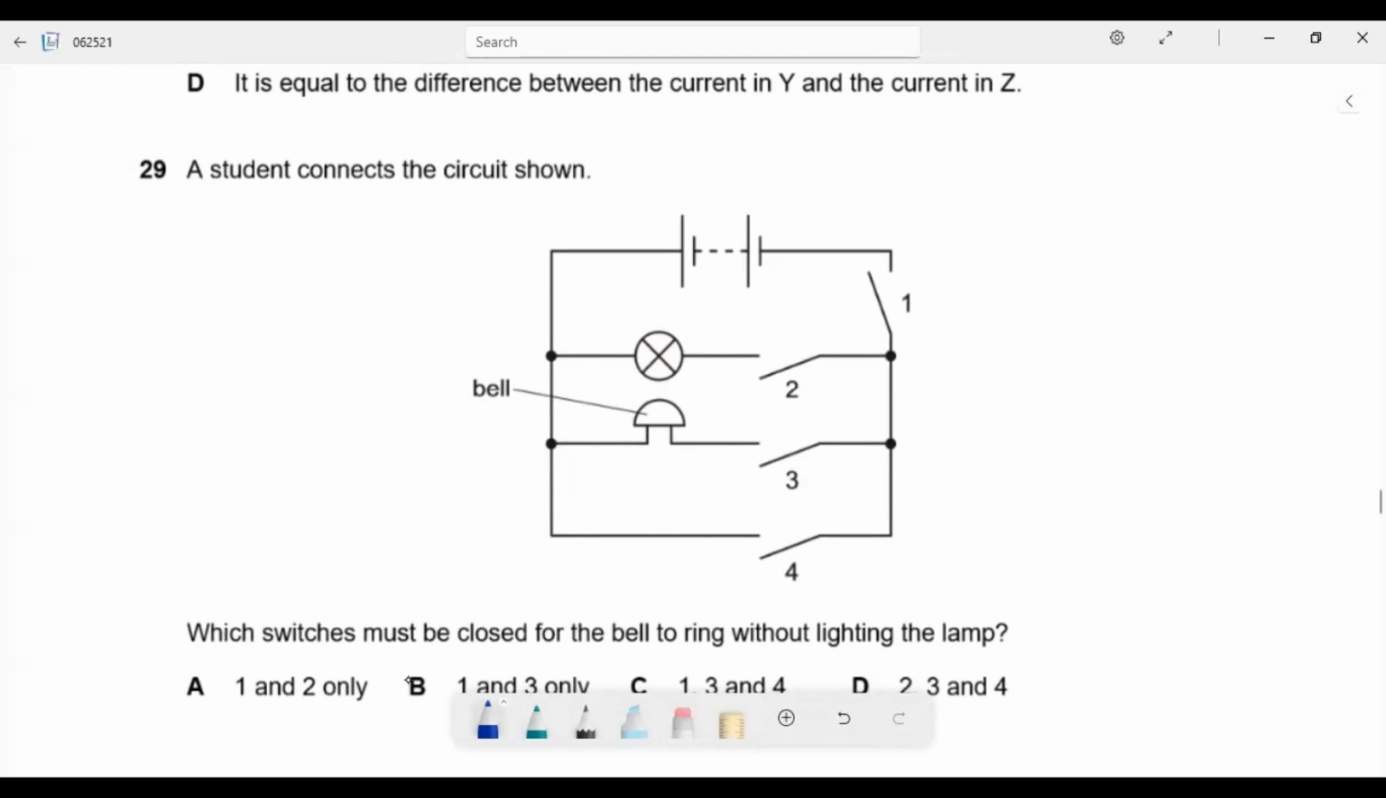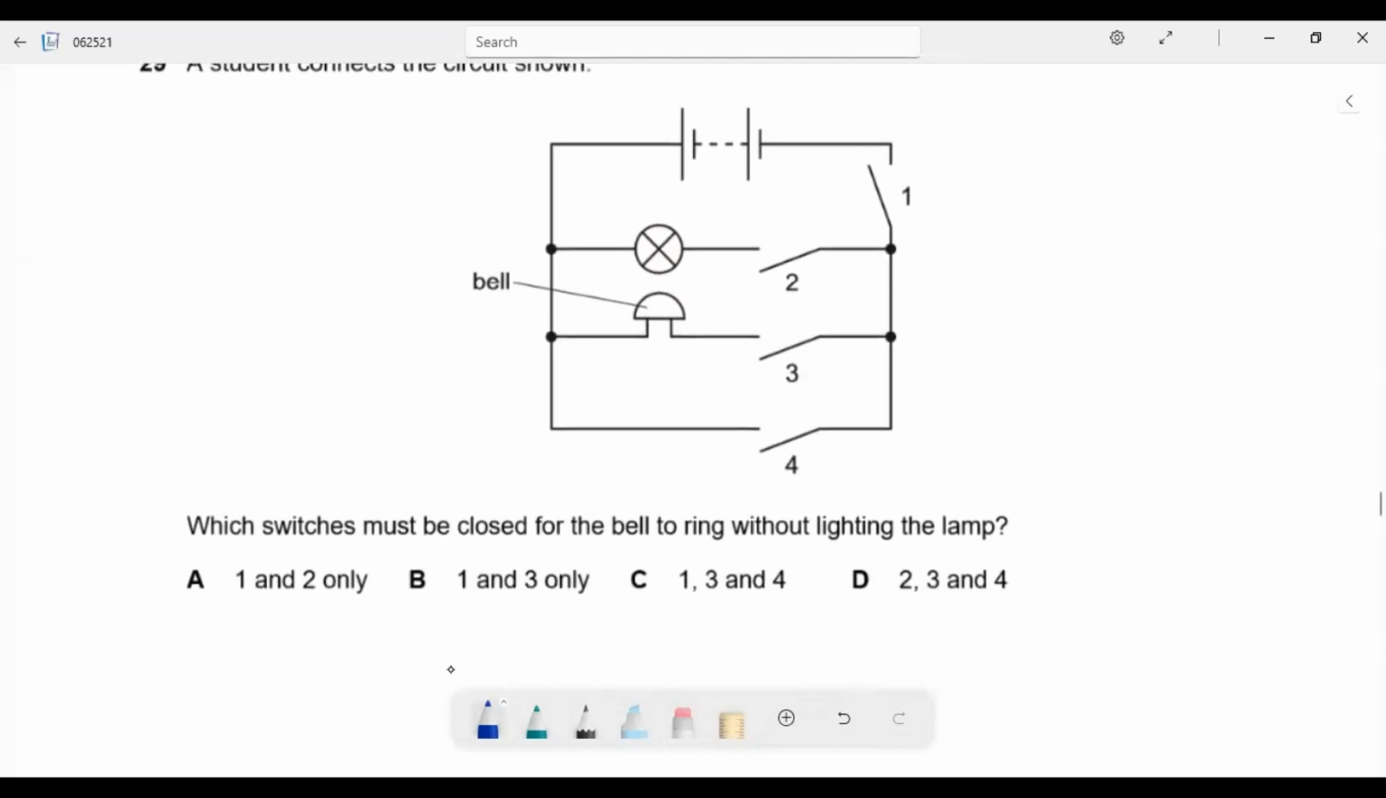A student connects the circuit diagram as shown. Which switches must be closed for the bell to ring without lighting the lamp? So the lamp should not glow, only the bell should ring. So for completing the path, we need to close switch 1 and switch 3. So 1 and 3 only. So the right answer is B. If you are closing 4, the circuit will get short. If you are closing 2, the lamp will be glowing.